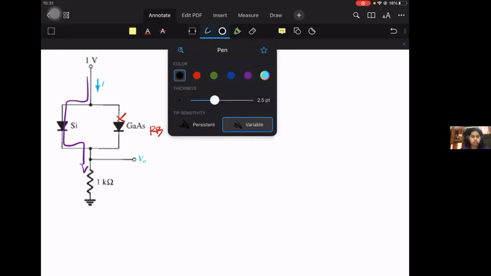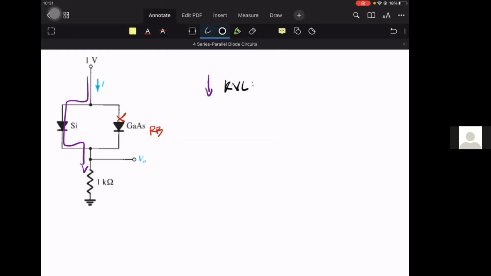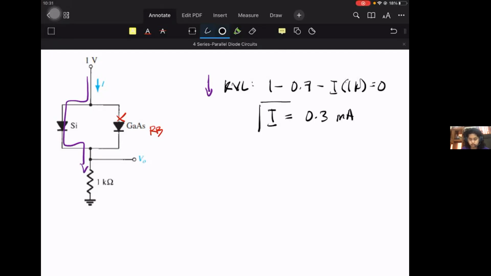So if mag KVL ta downwards, 1 minus 0.7 minus I times 1K equal to 0. So I is equal to 0.3 milliamperes. Ito na, 0.3 milliamperes ra. Thus, VO is 0.3 volts.